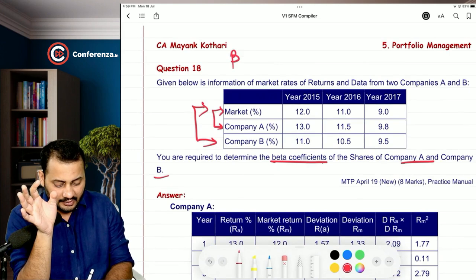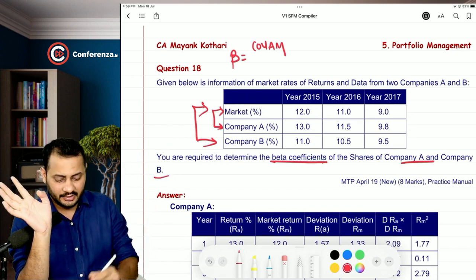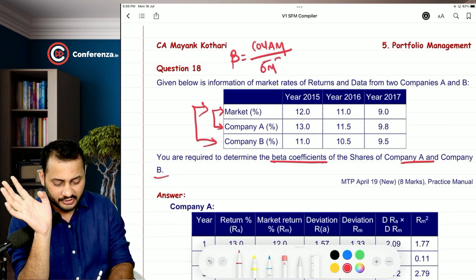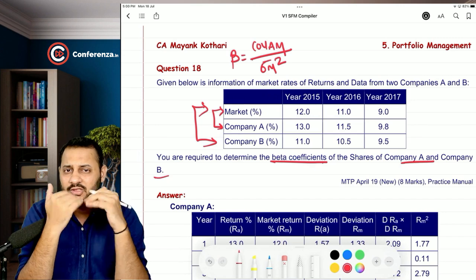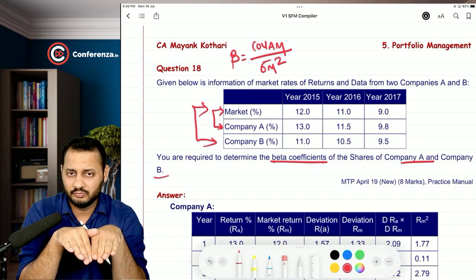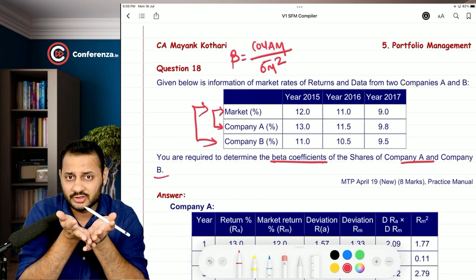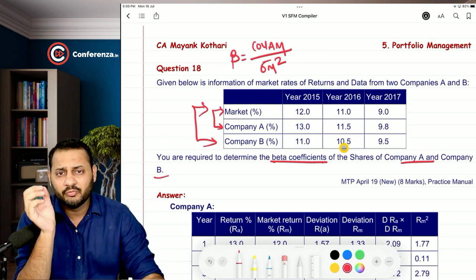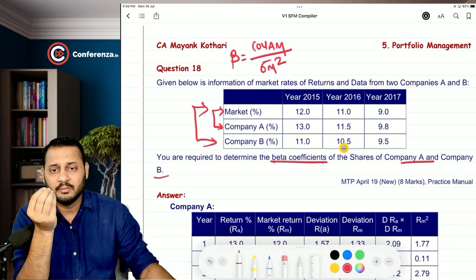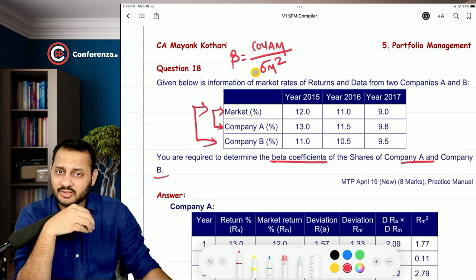See, beta is equal to covariance of, let's say, AM, where A is the company and M is the market, divided by standard deviation of M square. You don't have to remember the formula. Just take the variance of the market in the denominator, the risk of the market, as against the risk of the stock against the market. If you want to remember the formula of beta, please understand the logic of that. Beta shows the risk of the stock as compared to the risk of the market.